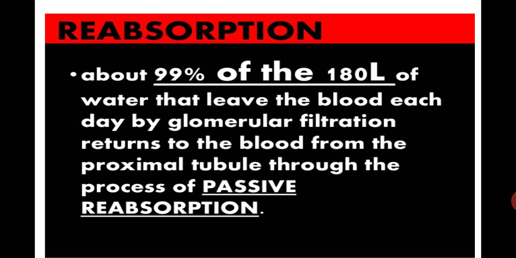Now we will talk about water reabsorption. About 99% of the 180 liters of water that leaves the blood each day in the glomerular filtrate returns to the blood from the proximal tubule through the process of passive reabsorption. Why is it passive reabsorption? Because there is no need of energy expenditure, and this process takes place automatically. So this huge amount of water comes back into the bloodstream out of the glomerular filtrate.